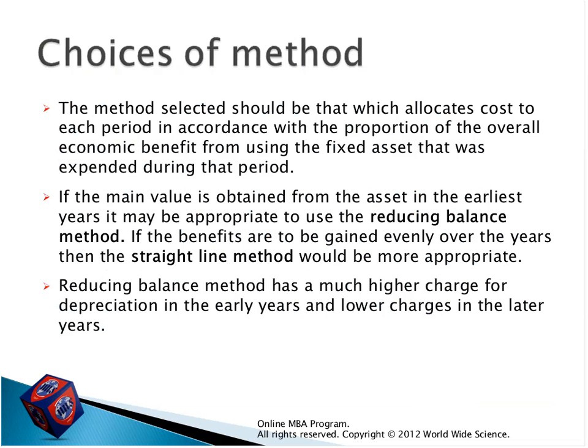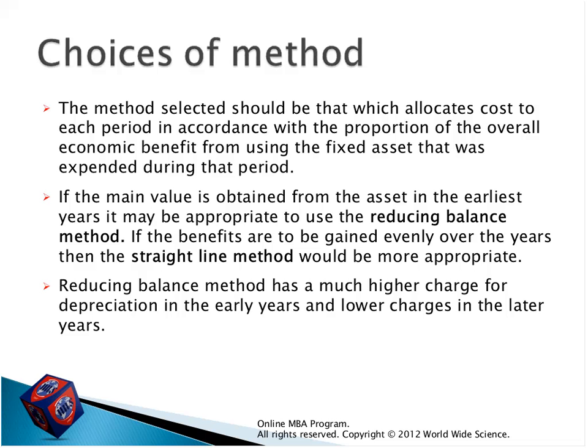Here is another thing which is very important: the choice of method. You might think, which method is the best one to use in companies? You can use one method, or you can use a combination of two or three methods. I just show you only two methods, which are the most used in companies. The method selected should be the one which allocates the cost to each period according to the proportion of the overall economic benefit from using the fixed asset itself.